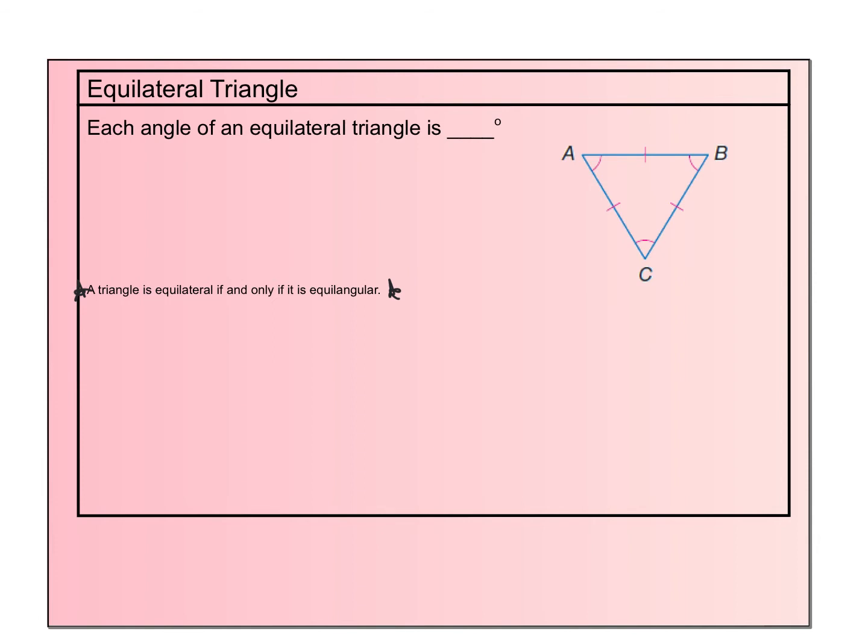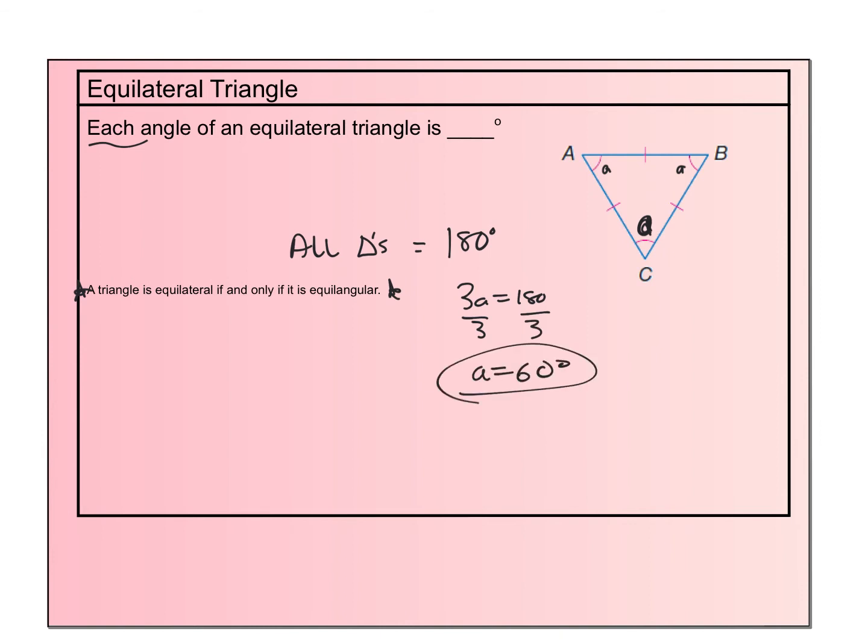So what does each angle have to be? Well, a triangle's got to be 180 degrees. All triangles have to equal 180 degrees. What I know is I've got three angles that are all the same. That's an A. So 3A equals 180, so A is going to be equal to 60. So every single angle in an equilateral triangle, every equilateral triangle that you can come up with, the angle measure has to be 60. Anytime you have an equilateral triangle, you can know every angle is going to be 60.